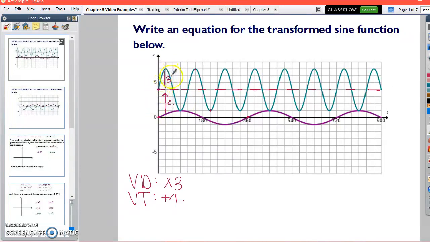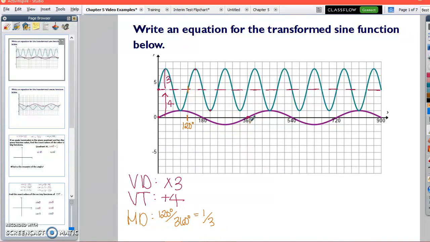So this is 1 full cycle, and I can see that it ends after 30, 60, 90, 120. And so for my horizontal dilation, my new period is 120 over the old, which is 360. And we can reduce this to see that my horizontal dilation was a magnitude of 1/3. We made it a third of the original size.